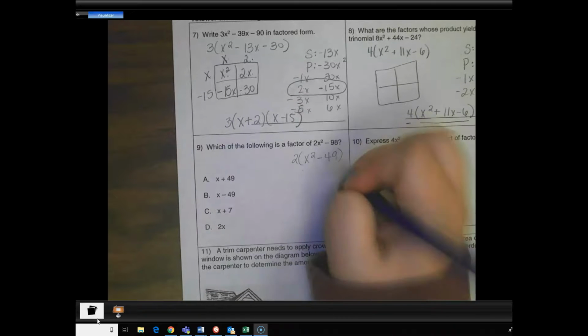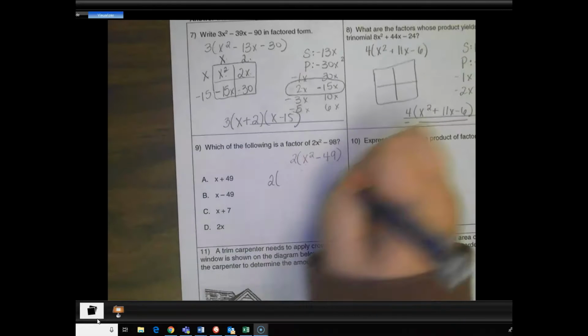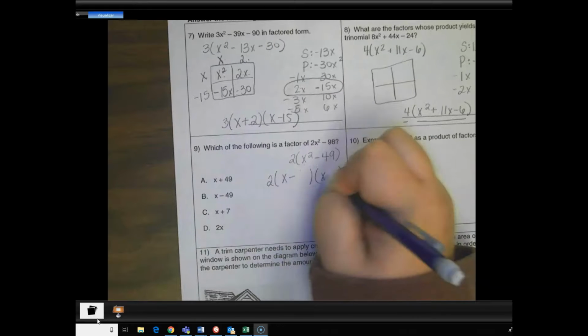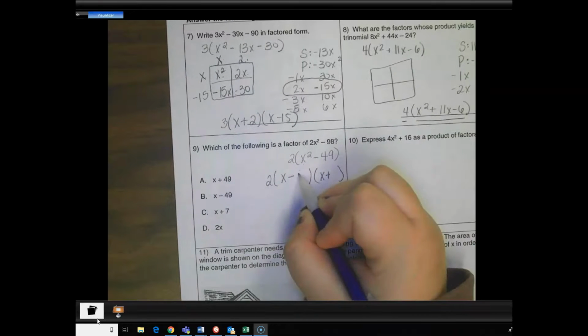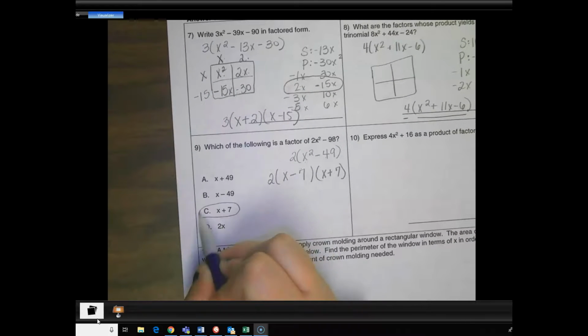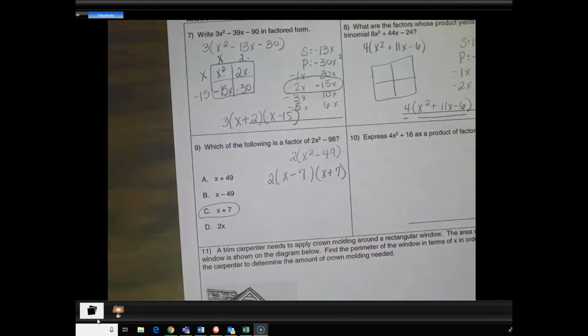All right, so hopefully you worked it out, and you saw that this is going to be an x and an x, one subtraction, one addition, and that's going to be 7 and 7. So one of the factors is C.